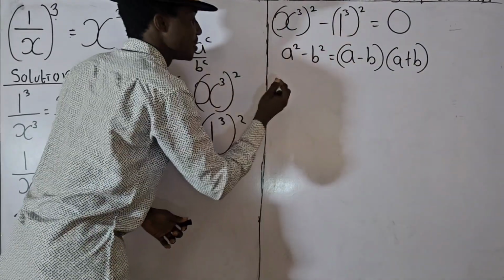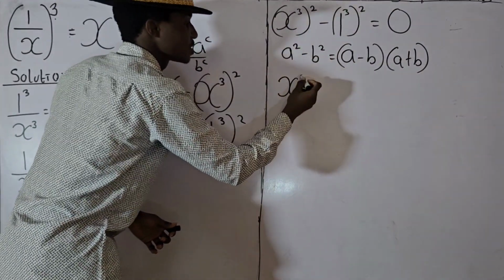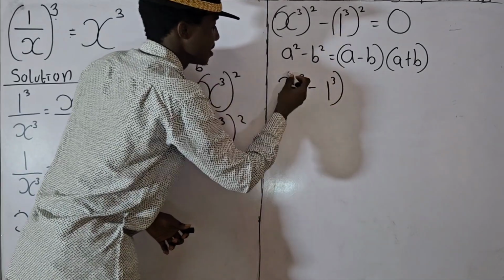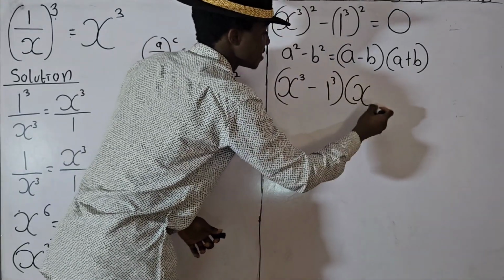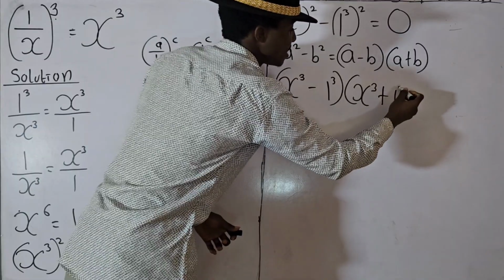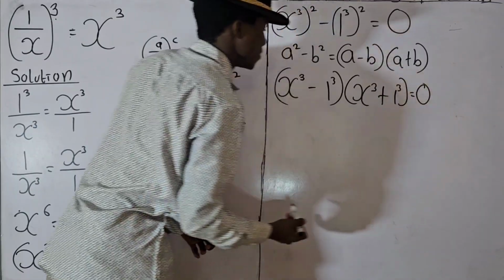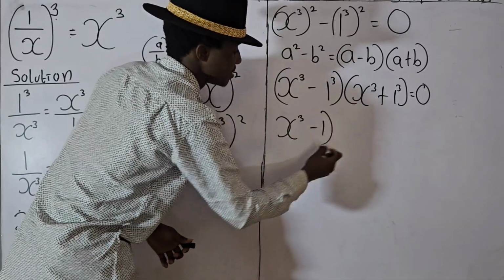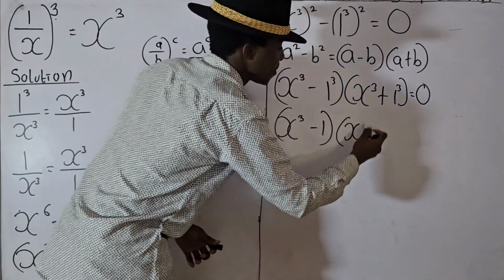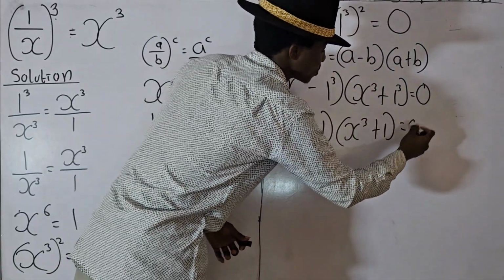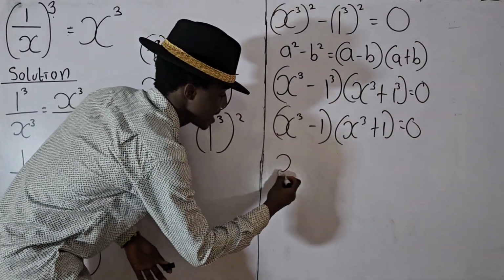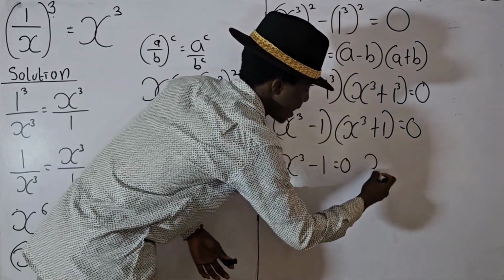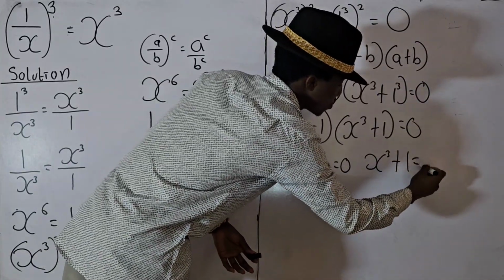This equation can be written as x raised to the power of 3 minus 1 raised to the power of 3 multiplied by x raised to the power of 3 plus 1 raised to the power of 3. This will be equal to 0. Okay, so I'm going to have x raised to the power of 3 minus 1 multiplied by x raised to the power of 3 plus 1. This will be equal to 0. So we are going to have x raised to the power of 3 minus 1 equals 0. x raised to the power of 3 plus 1 equals 0.